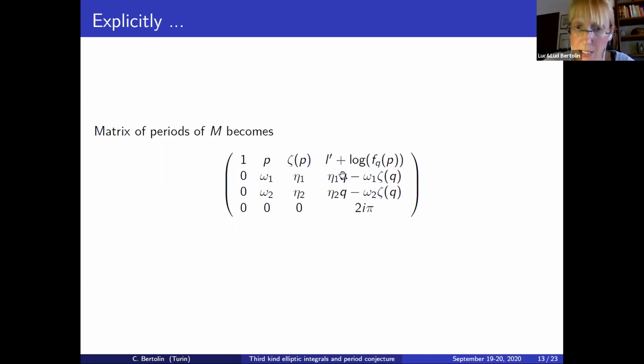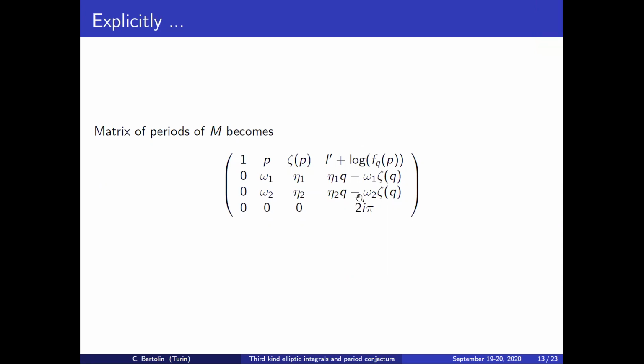If you just consider elliptic curves or tori, you have just the elliptic integral of the first kind, which gives you omega 1, omega 2, and the elliptic integral of the second kind, eta 1, eta 2. And then, in order to make the elliptic integral of the third kind appear, you need to speak about 1-motives.